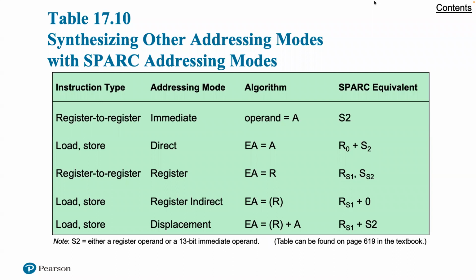Okay, let's continue thinking about synthesizing other address modes with Spark addressing modes. Most Spark instructions reference only register operands. Register instructions have 3 operands and can be expressed in the form RD into RS1, OP S2. This is going to be hard for me to explain because it's not shown on this chart right now, so I'll just skip this for right now. I'd recommend that you go ahead and look in the textbook for more description of what I'm trying to talk about here.